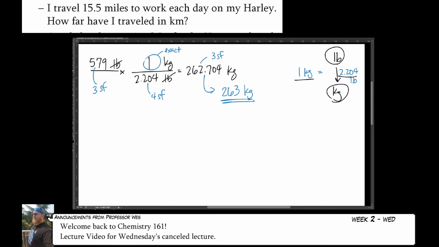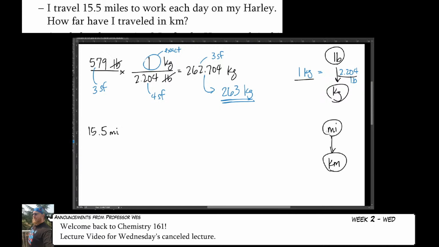Okay. Let's do this next one. I travel about 15.5 miles to work. You know, back in the before times when we actually could go to the campus. So I'm starting with miles. Let's write that number down. How far have I gone in kilometers?